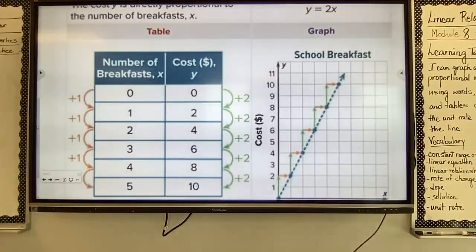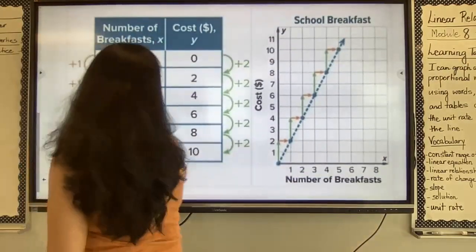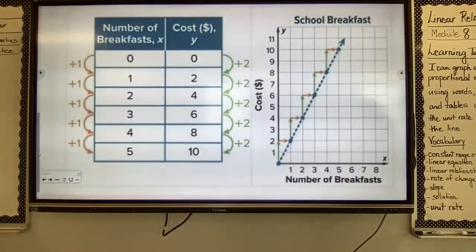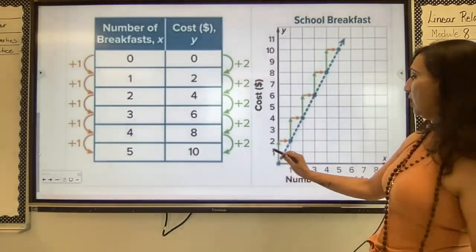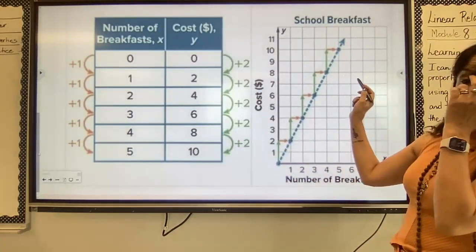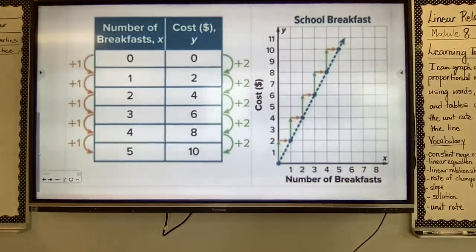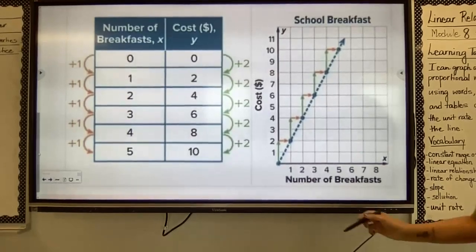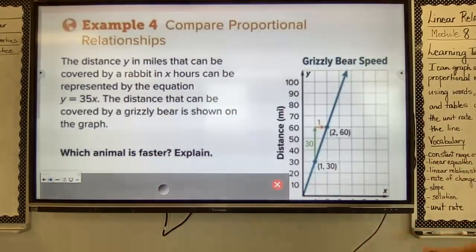And then once you graph it out, this is what the graph is going to look like. Okay. So the number of breakfasts, and then this is completely 0, 0 over here, 1, 2, okay, 2, 4. So then it's graphed in this way. And just looking at this, you can find the slope. All right. Let's compare proportional relationships. So let's look at this graph over here.